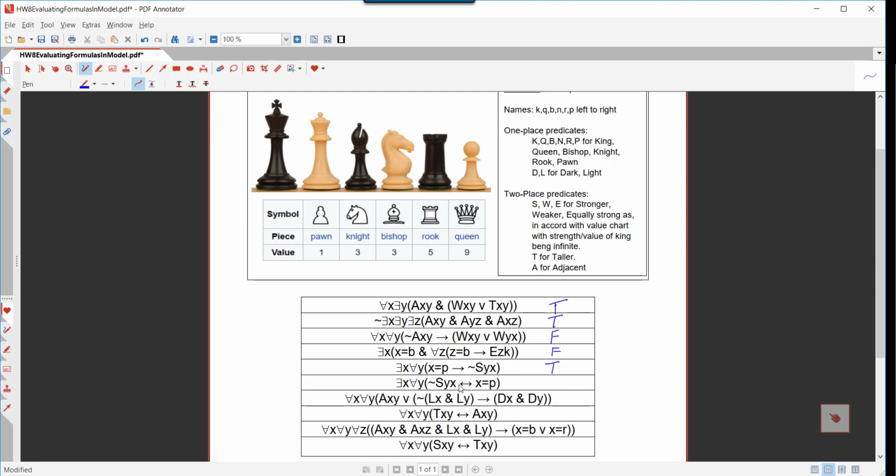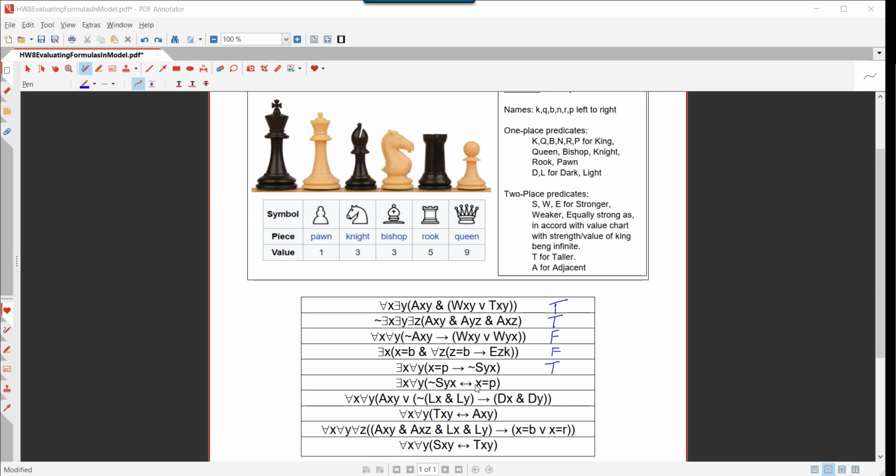So the next one, there exists an x such that for all y, it's not the case that y is stronger than x if and only if x is identical to p. So here you're looking for some value of x that would make the universal true.